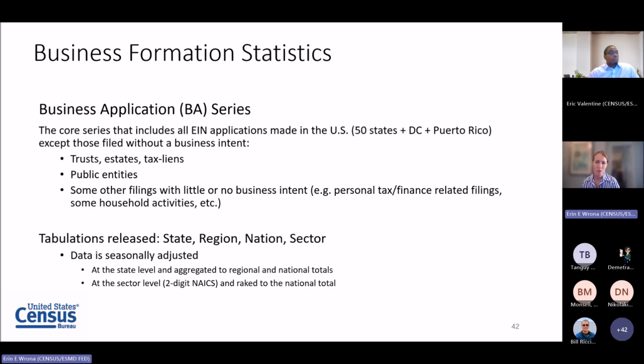So we will focus on just one of those series, the top line business applications, or BA. This is the core series that includes all EIN applications made in the US. So that's 50 states plus DC, plus recently we've added Puerto Rico.